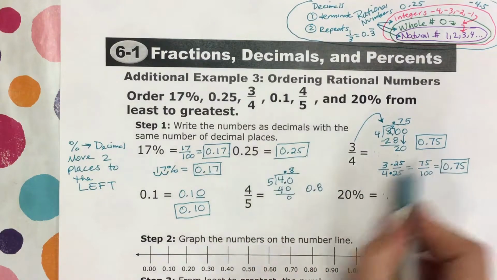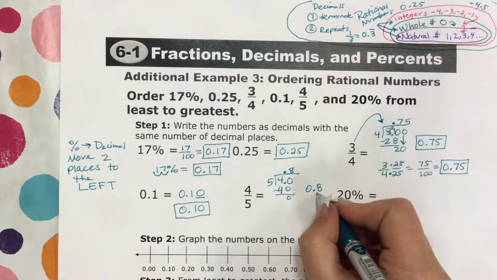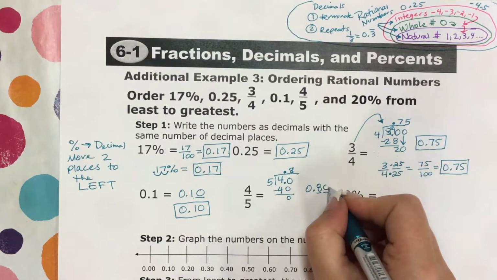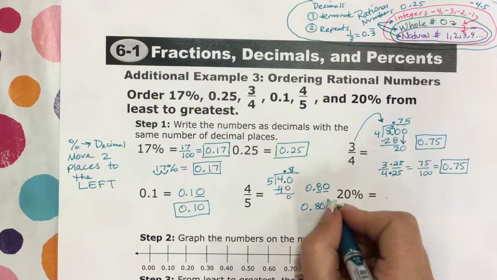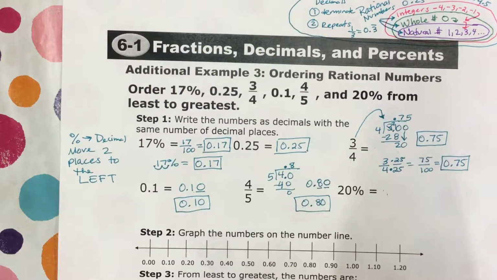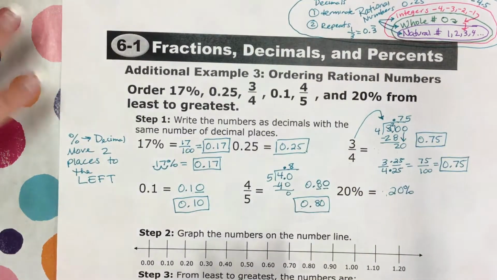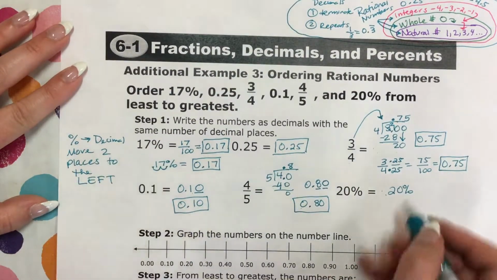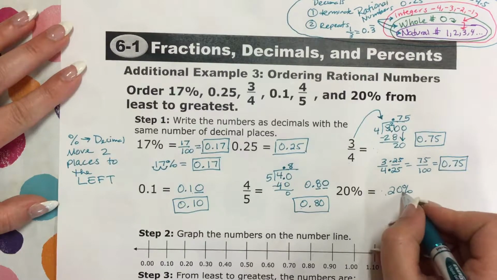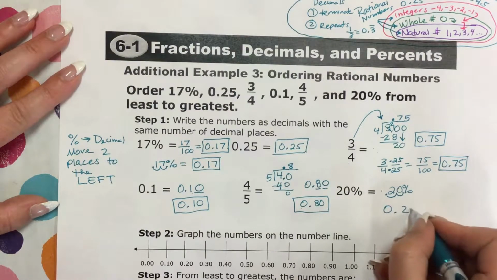Now, all of these have 2 decimal places, so I need to make sure that this answer has 2 decimal places as well. 1, 2. So I'm going to add that 0, and my answer is 0.80. Okay? Then I have 20%. I know from doing the previous that if I want to go from a percentage to a decimal, all I have to do is move 2 places to the left. So here's the decimal, that's what I'm going to do. Move 2 places to the left, and I'm left with 0.20.